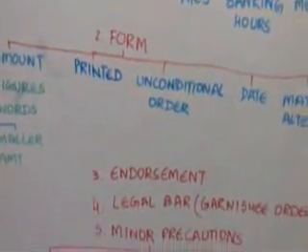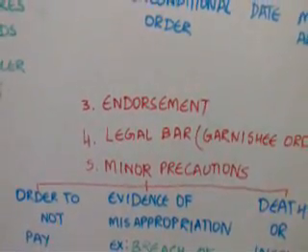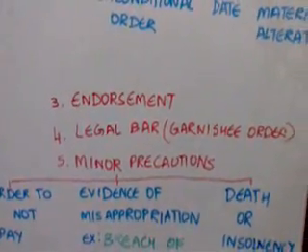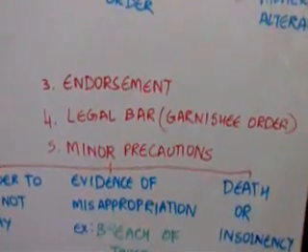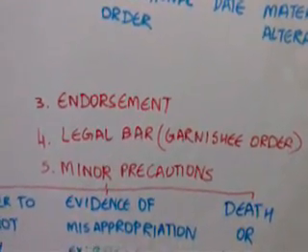Next is endorsement. If the check is endorsed multiple times, then the authenticity of the endorsee or the endorser has to be checked by the banker. Next is legal bar. If the account holder has a garnishee order or any sort of legal bar on his account, then the check cannot be paid.